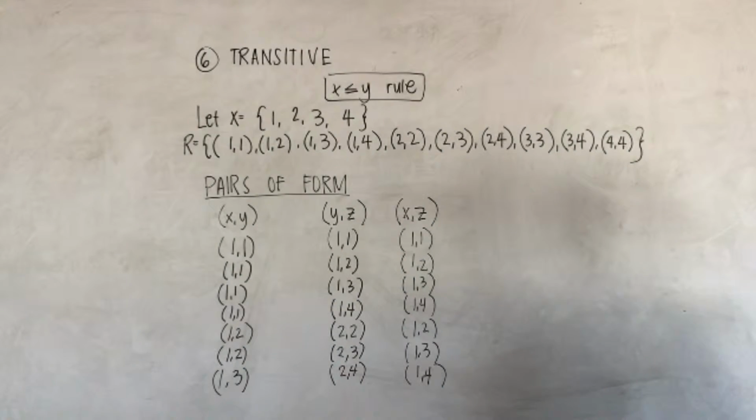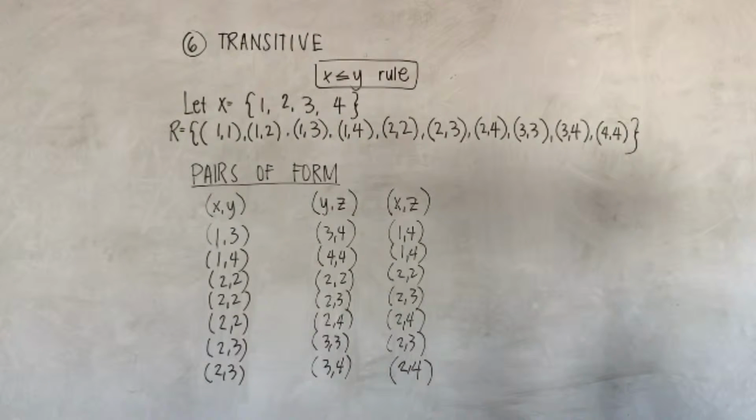In this property, we'll be using the x is less than or equal to y rule and apply it on set X. We will then have R with the following sets of ordered pairs. From there, we'll be making our pairs of 4. To do so, look at the first 3 ordered pairs for reference.